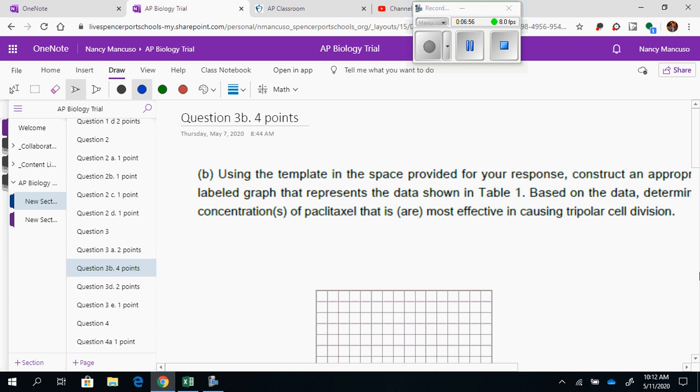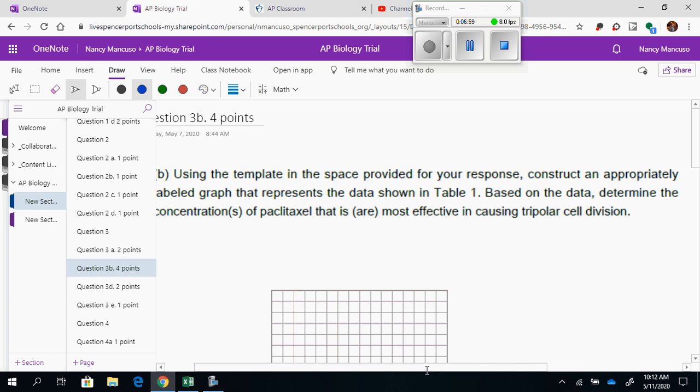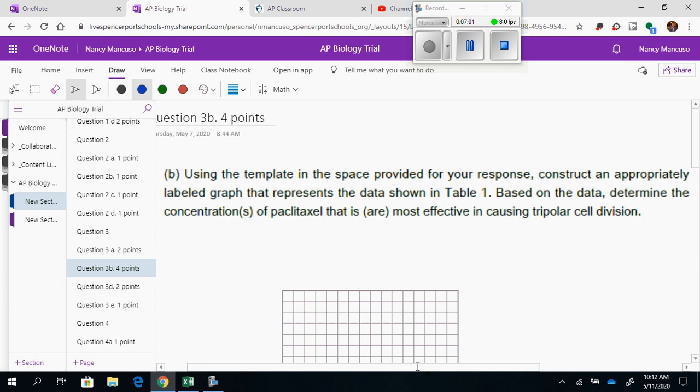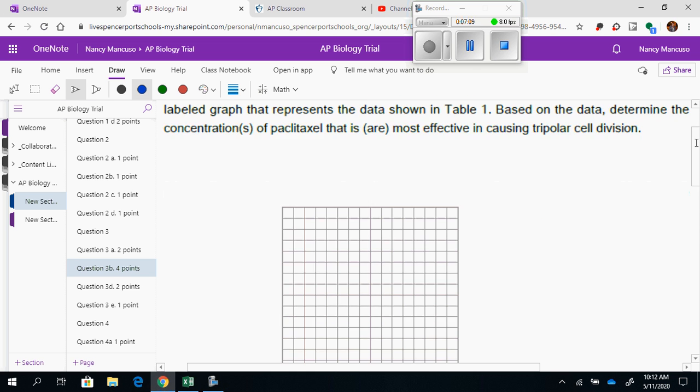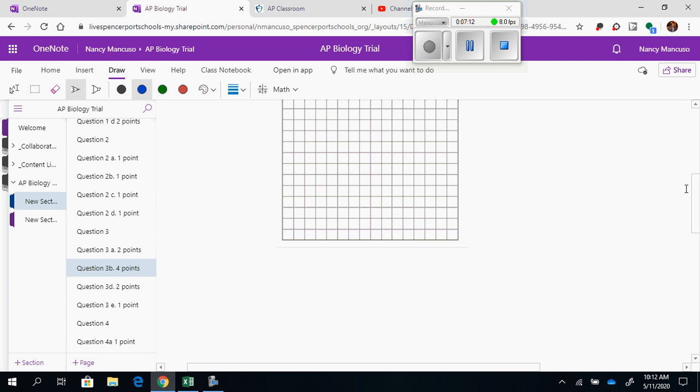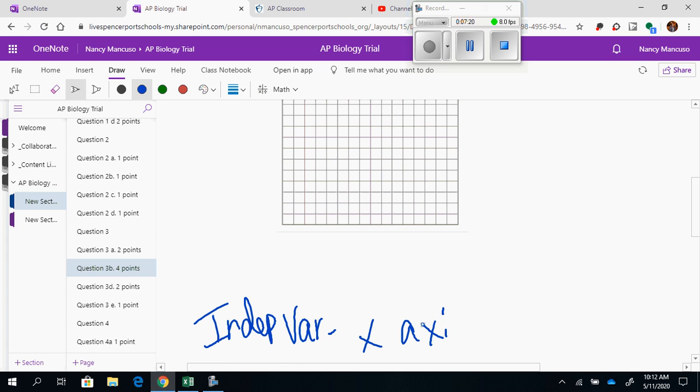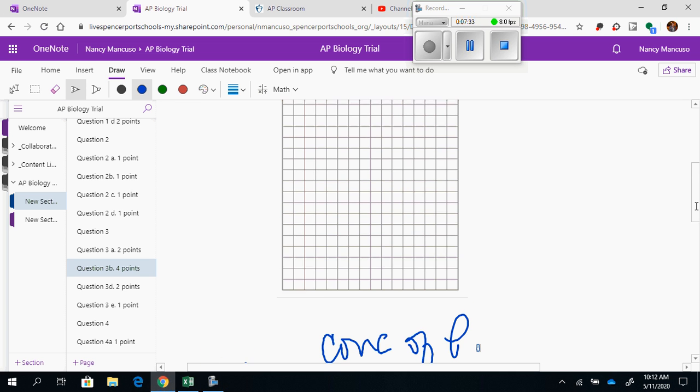Using the template in the space provided for your response, construct an appropriately labeled graph that represents the data shown in Table 1. Based on the data, determine the concentrations of P that are most effective. Okay, we always want to have our independent variable on the x-axis. So the thing that we changed was the concentration of P. Again, I would write that all out. I am abbreviating it and calling it P, but you are going to write out the full labels because it said make sure you label the axis.